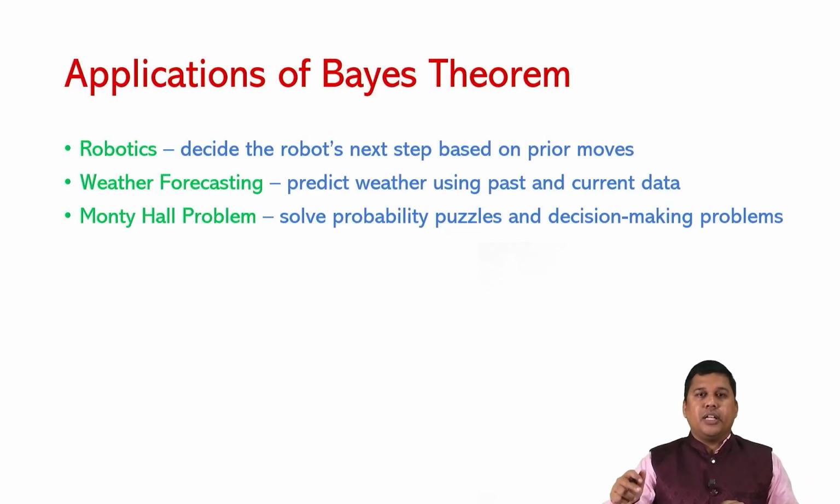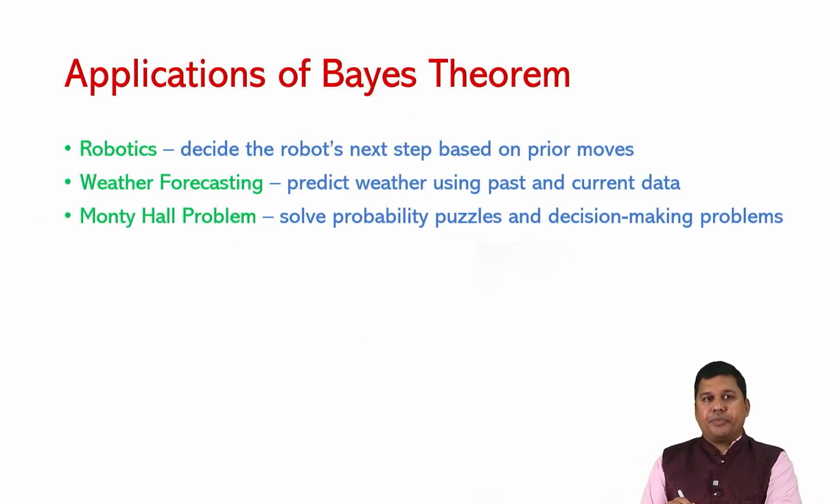Let us see the different applications of Bayes theorem. It is widely used in machine learning and AI. Other applications include robotics, to decide the robot's next step based on prior moves, and weather forecasting, to predict weather using past and current data. The Monty Hall problem is one where we solve probability puzzles and decision making problems. This is a very limited set; there are a lot of applications of Bayes theorem.